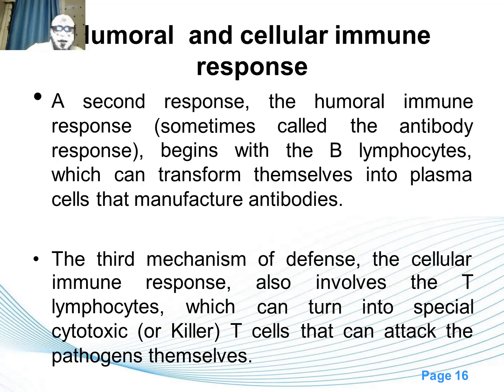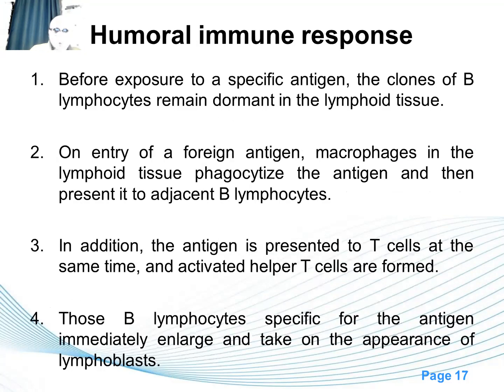So, humoral and cellular immune response. The second response, the humoral immune response, sometimes called the antibody response, involves the B lymphocytes, which can transform themselves into plasma cells that manufacture the antibodies. The third mechanism of defense, the cellular immune response, involves the T lymphocytes, which can turn into special cytotoxic or killer cells that can attack the pathogens themselves.